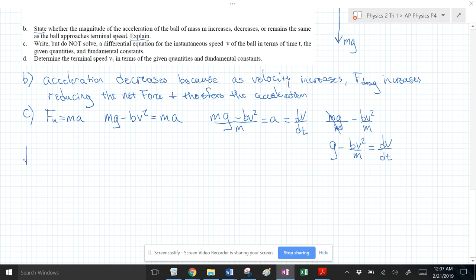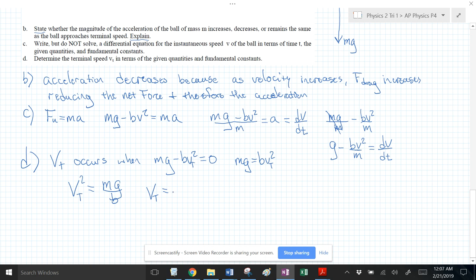And then the last bit is wanting us to find the terminal velocity. And so the terminal velocity occurs when mg minus bv squared equals 0. Okay. So then mg equals bv squared, and I want the terminal velocity. I probably should be subscripting this because this is specifically at terminal velocity. This is 0. And so at terminal velocity, these things are equal. And then I just solve for the terminal velocity. So vt squared equals mg divided by b. And yeah, you don't have to write out all these steps, but I really like algebra. So there it is. That's the terminal velocity. And that's all we had to do there.